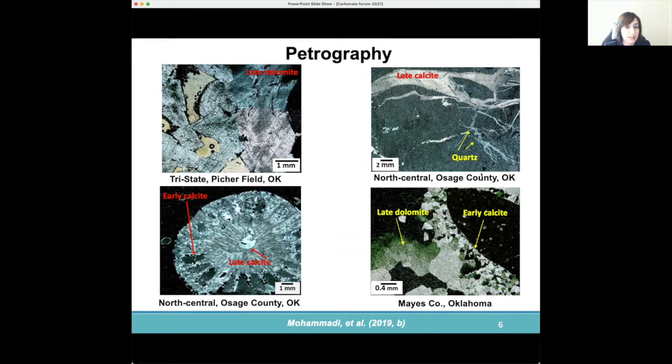The upper left-hand side is an example of saddle dolomite in Tri-State Mineral District. Below is intragrain porosity filling in rugose coral with early and late calcite cement. The upper right is an example of widened solution fractures filled with late calcite and quartz in Osage County, Oklahoma. And below right is intragrain porosity filled with early calcite and late saddle dolomite cement.